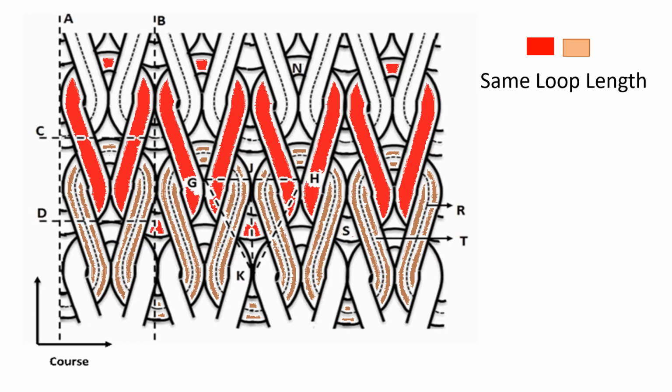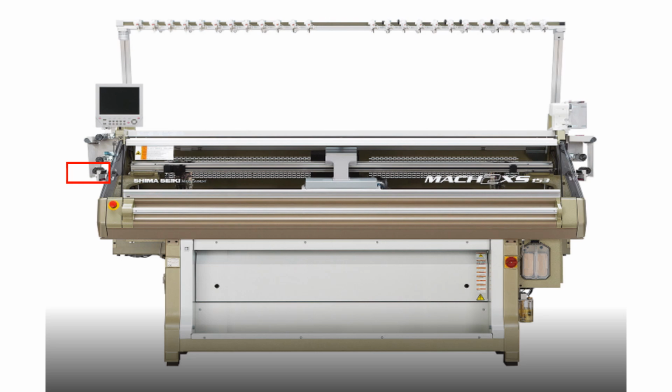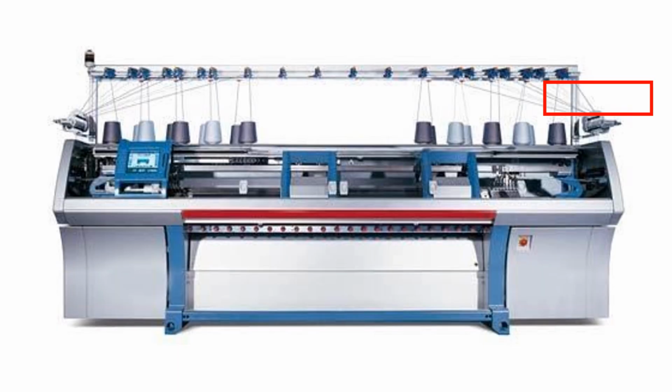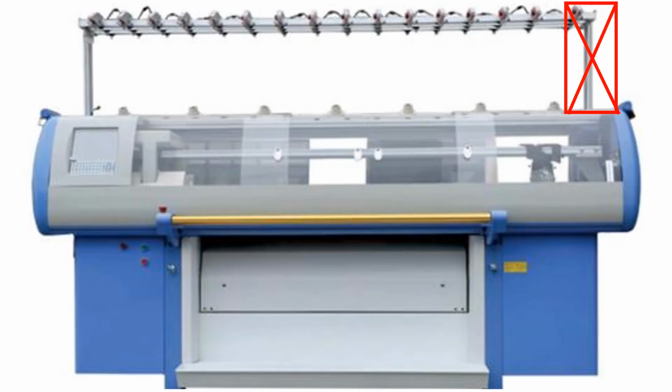The only way to calibrate different systems of machines and other machines is to ensure the loop length formed is the same. And for this process of ensuring the same loop length, both Stoll and Shima have digital stitch measuring devices. Most of the Stoll machines in the market don't have this device, because it is not a part of the standard equipment. Not only is it optional, its cost is pretty high too, and many customers don't buy it. But those who do buy the Askin, which was earlier called Sticks, in most cases don't know how to use it. The Chinese machines don't have this feature.